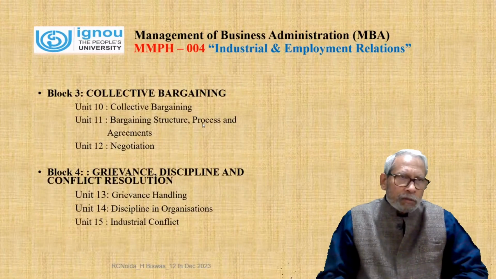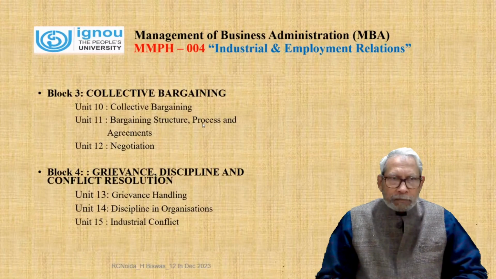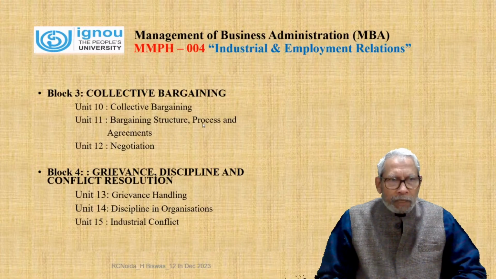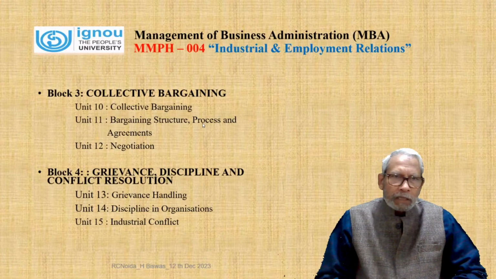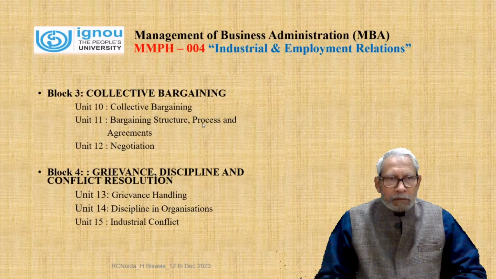And block number 3 is collective bargaining. Units 10, 11, 12 are collective bargaining structure, process, and agreements. Unit number 12 is negotiations.